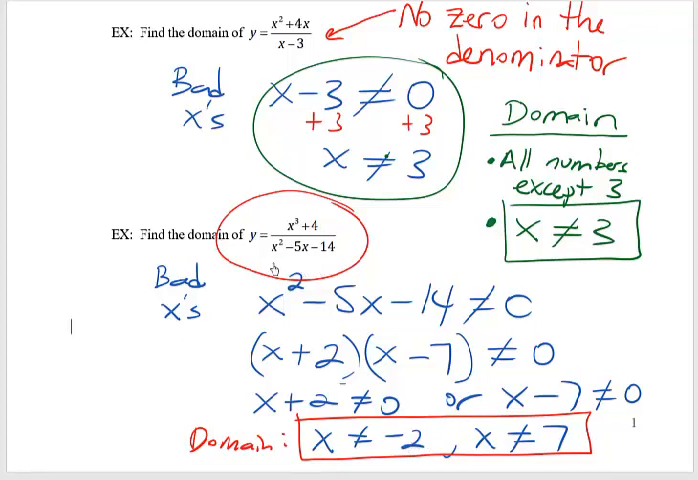For example, take the negative 2. If you stick negative 2 in here and square it, you'd get 4. If you stick negative 2 in here, that's going to turn that to a positive 10. And if you work out the math here, this part comes out to be 0. That's a problem. That's why we're saying that negative 2 is a bad x.